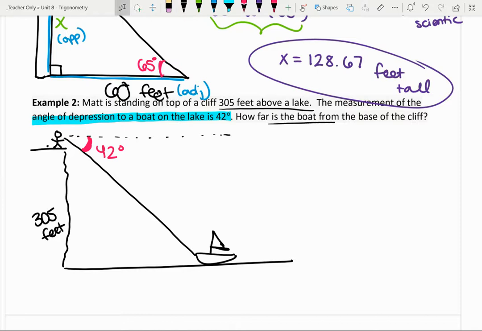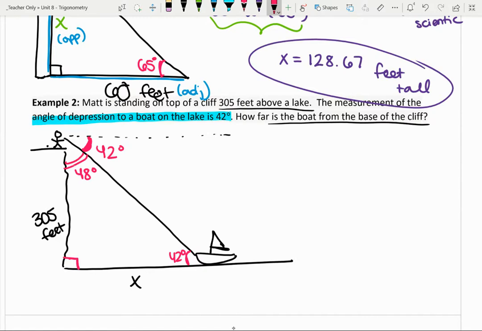And we want to know how far the boat is from the base. So we want to look at what is that horizontal distance there. So we could do this a couple different ways, right? We could label that this is also 42 degrees, the angle of elevation from the boat to Matt. We could also calculate this other inside angle here. 90 minus 42 would actually give us 48 degrees. So depending on which angle we want to use, we could use a different relationship, right?